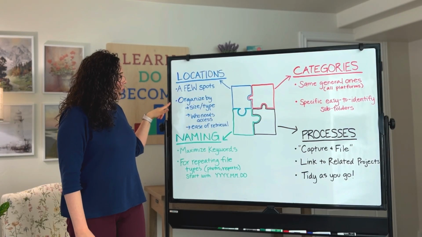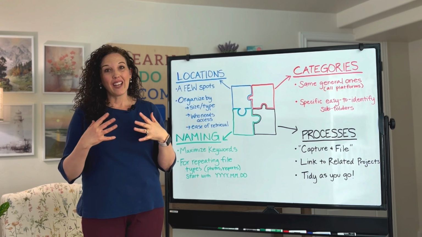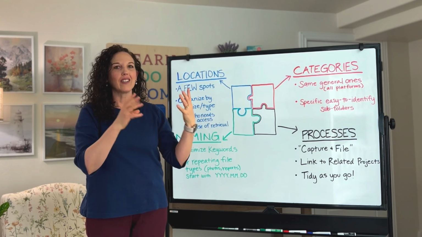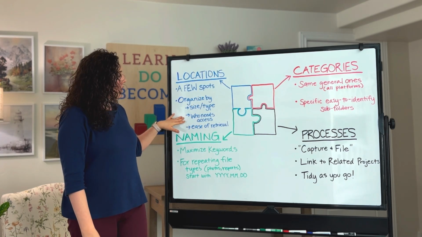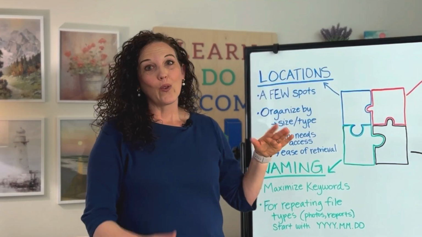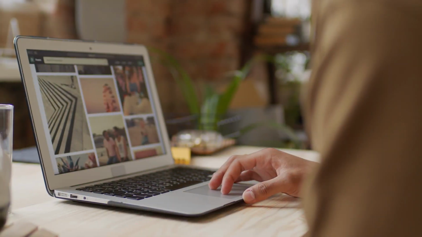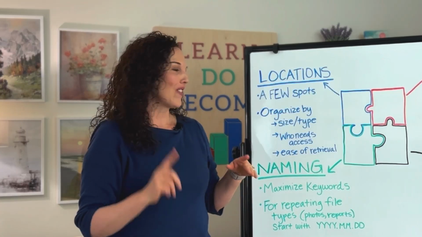And then next we want to organize by size and type, meaning if you have really, really huge files, you might want to put them in a place that's less expensive to store, etc. Or by who needs access. So sometimes you have to share files with people at work or with family, or you want to post things online. And sometimes you want these files just private, so that's another thing to consider.